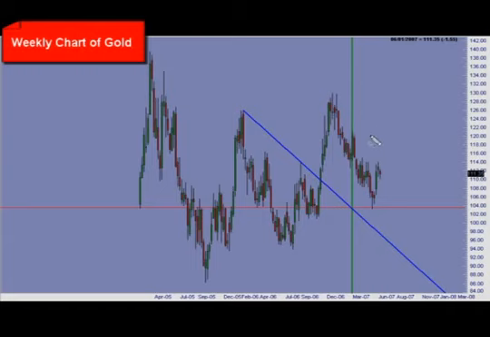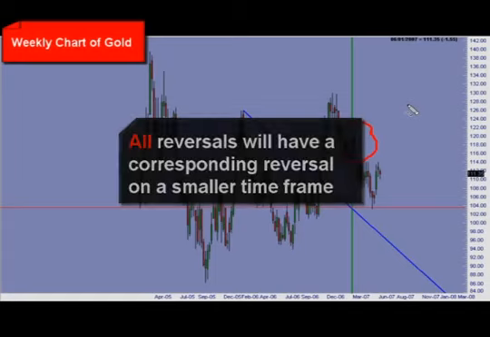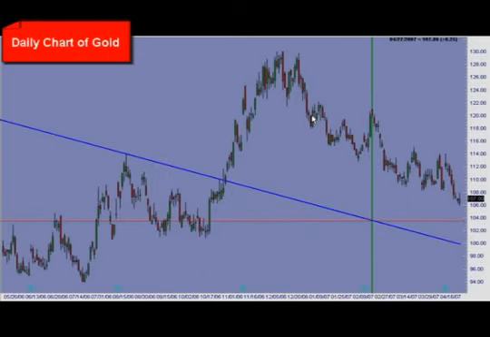Once a reversal is determined on a higher time frame, all you have to do is go down to the smaller time frame and find the corresponding reversal. Note this point: all reversals will have a corresponding reversal on a smaller time frame, and this is true of this one as well. If we change this time frame back to a daily, it just so happens we're right on where we need to be.